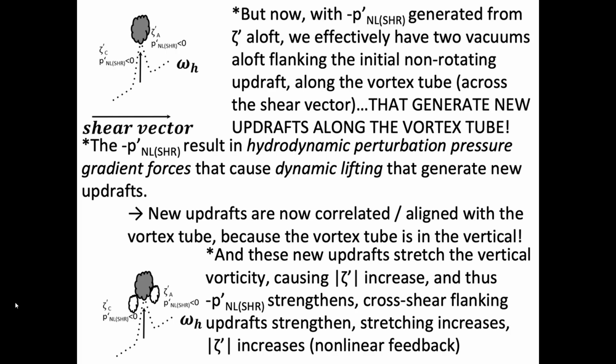So these new updrafts stretch the vertical vorticity as they are now along the vortex tube branches in the vertical, causing, through that stretching process, the perturbation vertical vorticity to increase. What does that do? That's going to cause the perturbation pressure deficit from the nonlinear shear effect to strengthen. What happens is that the cross shear flanking updrafts strengthen. As those updrafts strengthen, stretching increases. The perturbation vertical vorticity increases. And we get a nonlinear feedback process that goes on and on and on, intensifying the updraft.